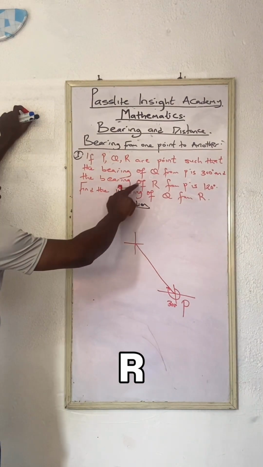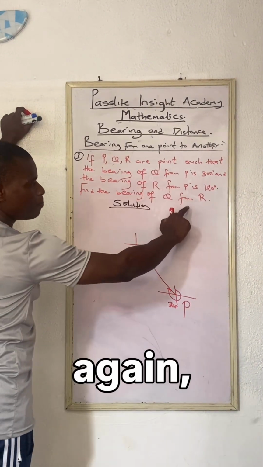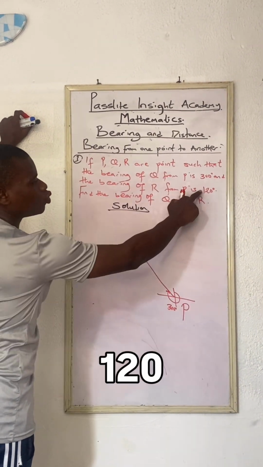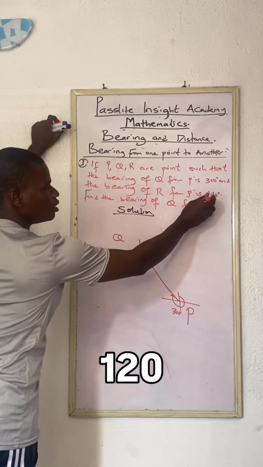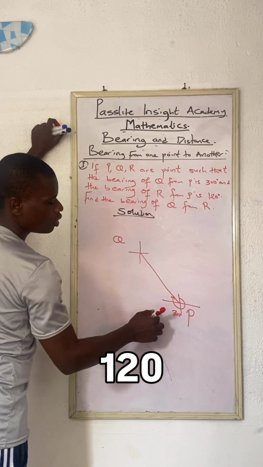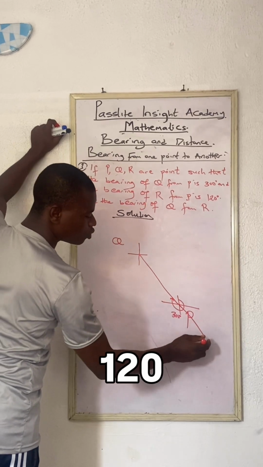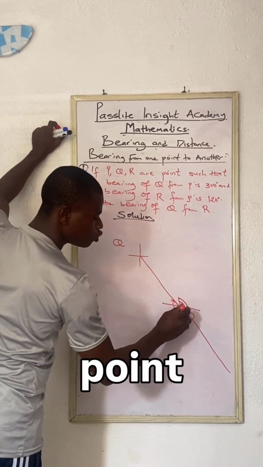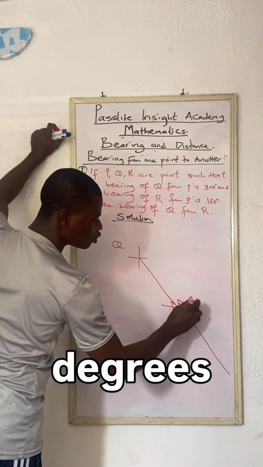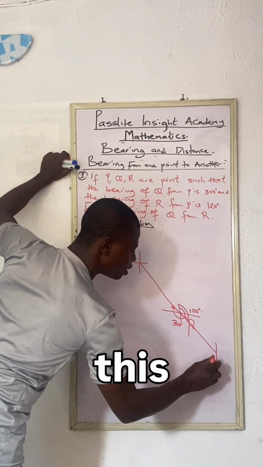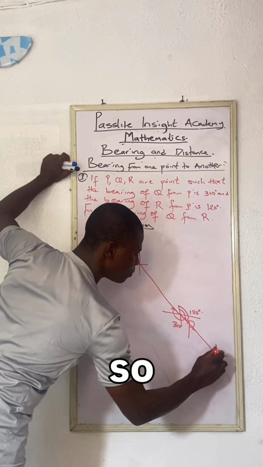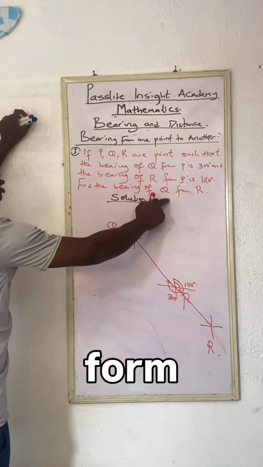And the bearing of R from P, again we are still on the same P, is 120 degrees. So don't forget this place is Q. From P is 120 degrees. Same P, 120 will be on this side. From the beginning to this point is 120 degrees. So you draw another point this way. Let me just draw it. Another point this way. So this is R.